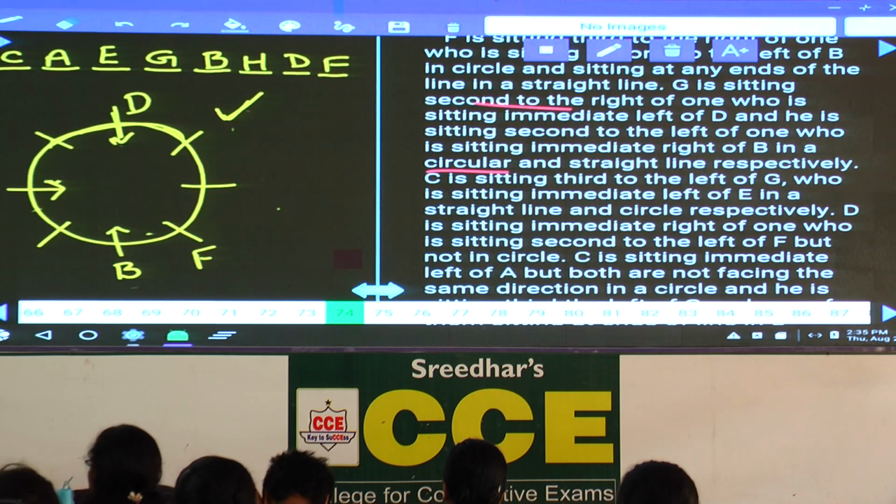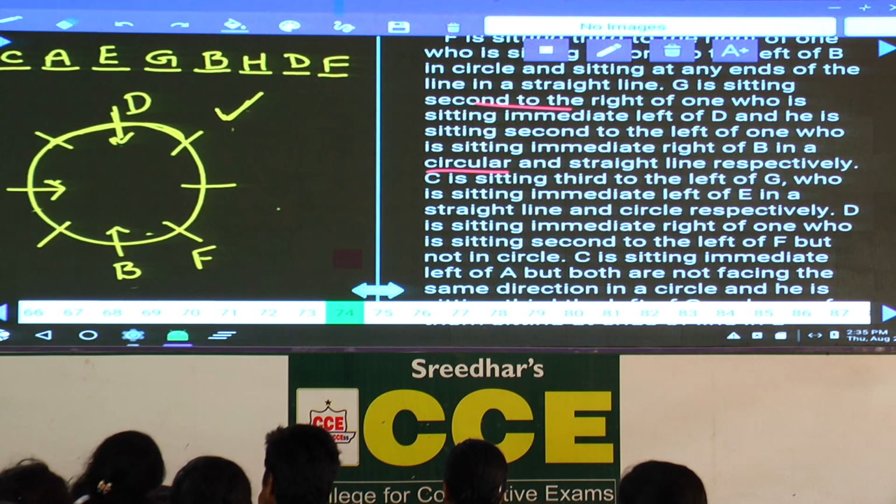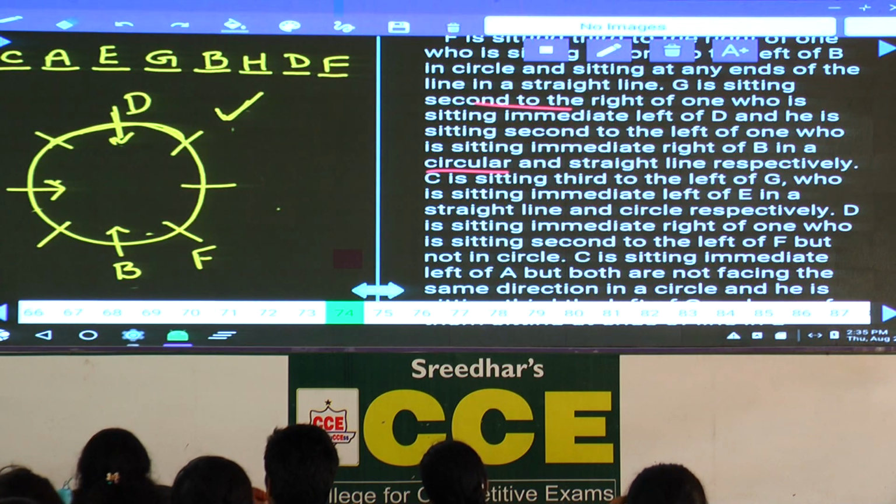Now tell me, is this person facing towards the center or away from the center? Why towards the center? Because if this person is away from the center, G and F must be in the same place, which is not possible. Hence now I can finalize the direction of this one.